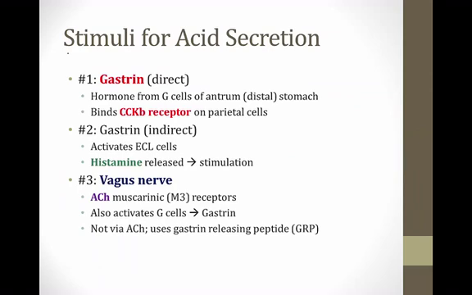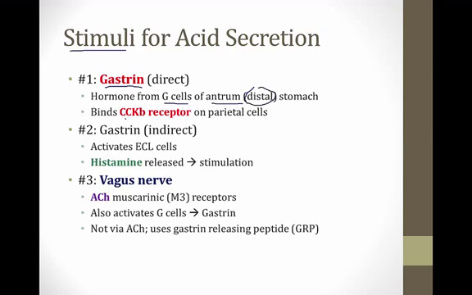It's very high yield for step one of the boards to know the physiology of acid secretion in the stomach. So let's start that discussion by going over the different stimuli for acid secretion from the parietal cells. The first stimulus for acid secretion is the hormone gastrin. It can directly activate the parietal cells to secrete hydrochloric acid. Gastrin is a hormone that comes from G cells in the antrum portion of the stomach. That's the distal portion of the stomach close to the duodenum.